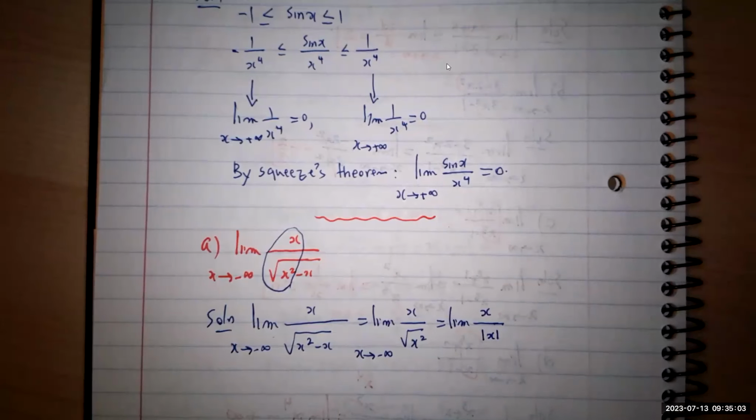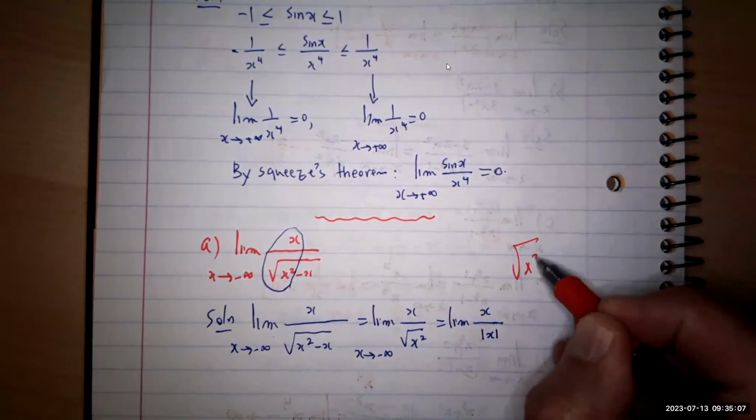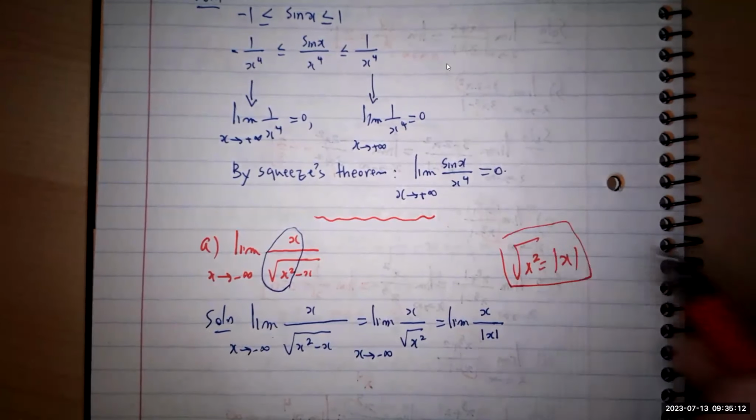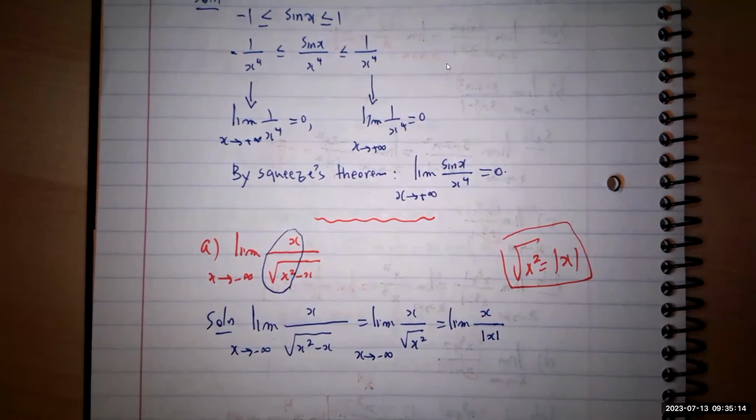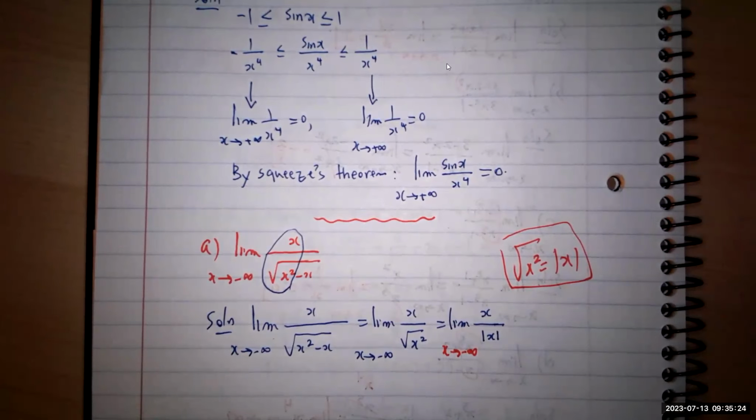Okay, we already talked about it. In calculus, the radical of x squared is not equal to positive or negative x, it's equal to the absolute value of x, when x goes to negative infinity. Now you decide what you're going to do with the absolute value. It depends on the sign of x.